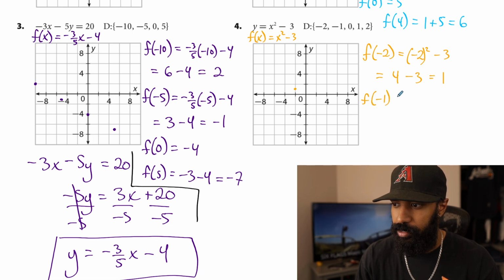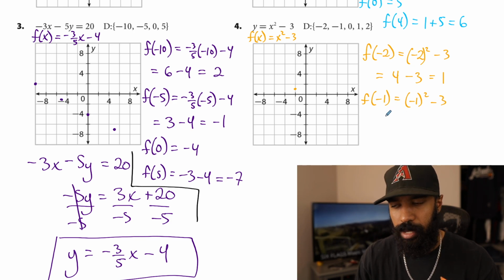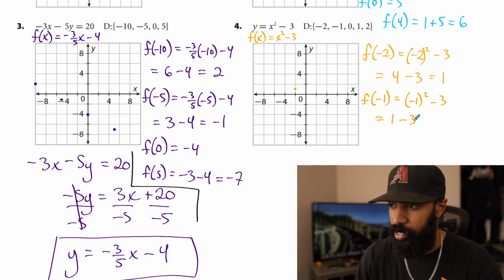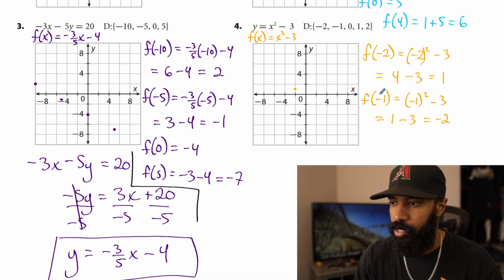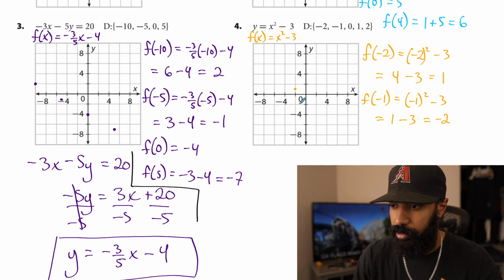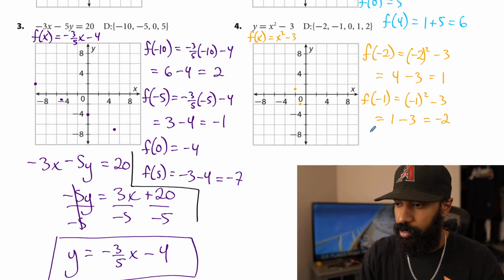F of negative 1 equals negative 1 quantity squared minus 3. Same idea as last time. Negative 1 quantity squared is 1, and then minus 3 gives me a negative 2. So I have negative 1 comma negative 2 right here. Point on the graph.